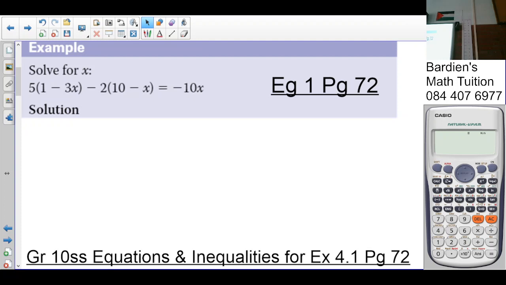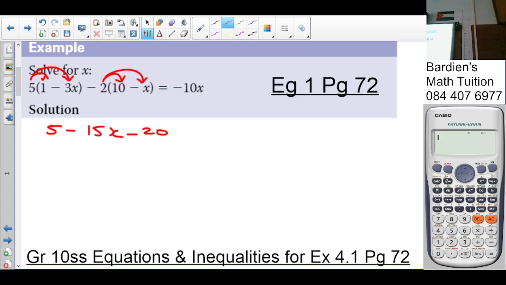The sum is 5 into 1 minus 3x minus 2 into x minus 10 equals negative 10x. Get rid of the brackets, not so, by multiplying out. So 5 times 1 is 5. 5 times negative 3x is negative 15x. We get rid of that brackets. So that's going to give you negative 20 plus 2x is equal to negative 10x. So what do I do thereafter?